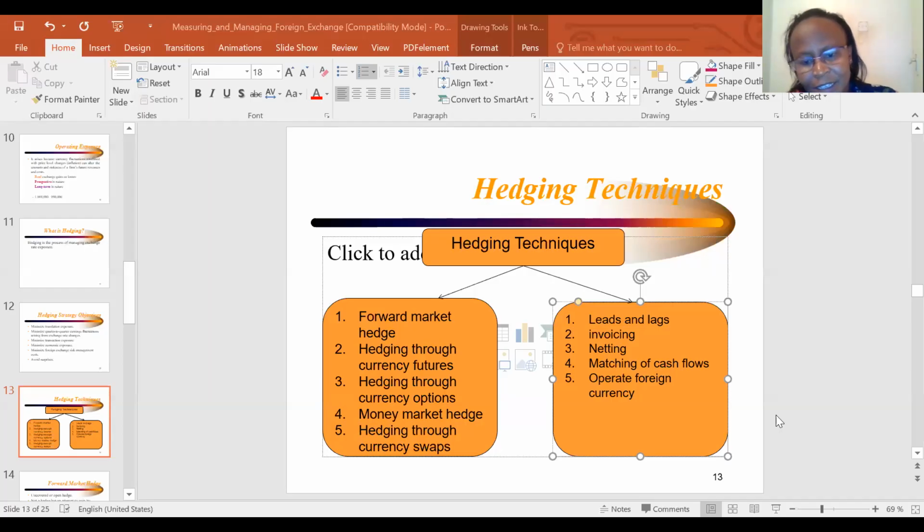Think here. Mwalimu, I have a question. Yes. Now, what is the difference between matching and netting, because they seem similar?